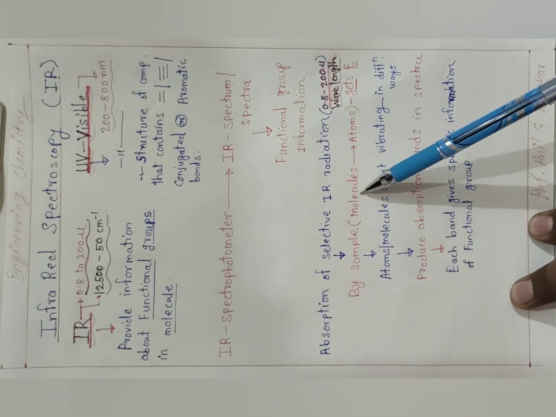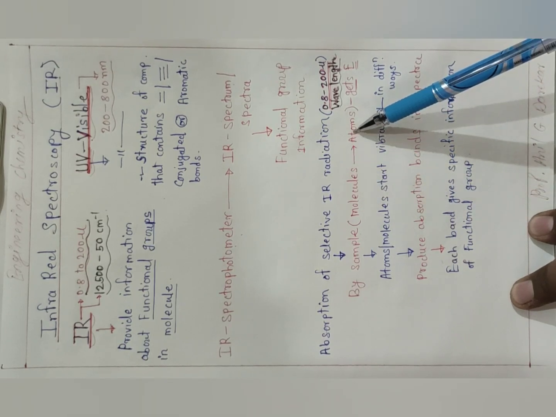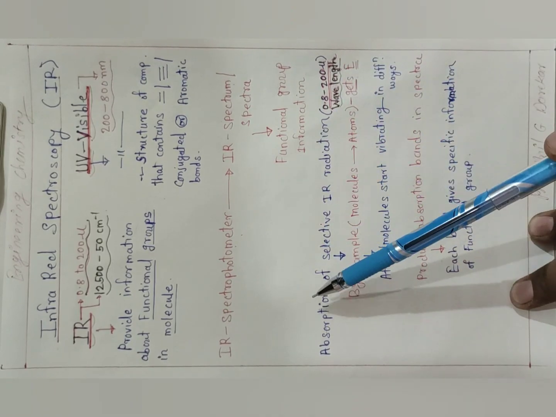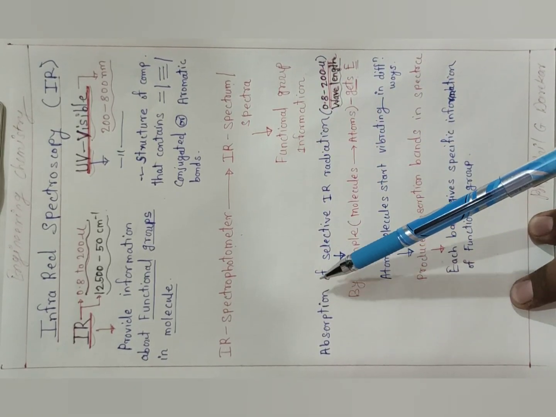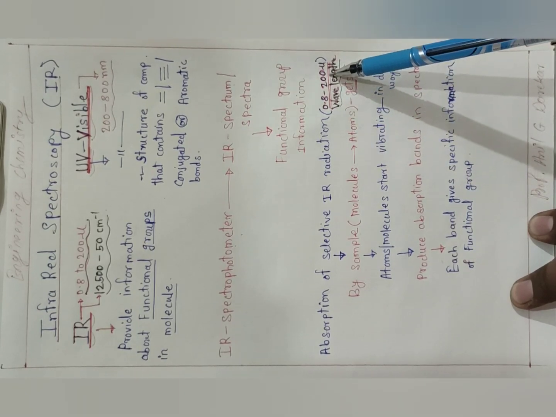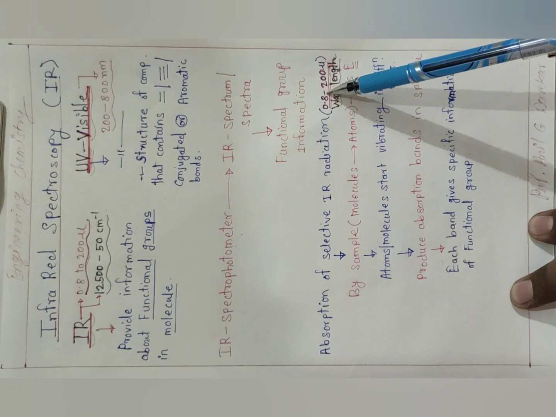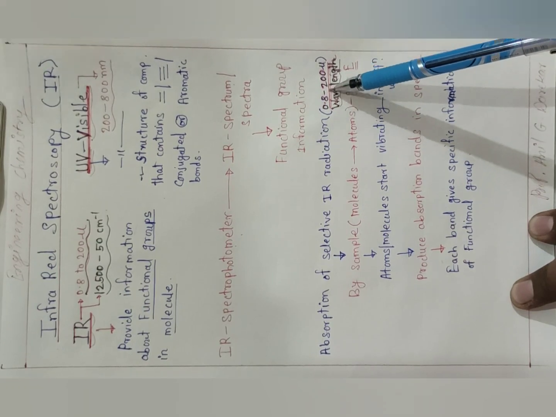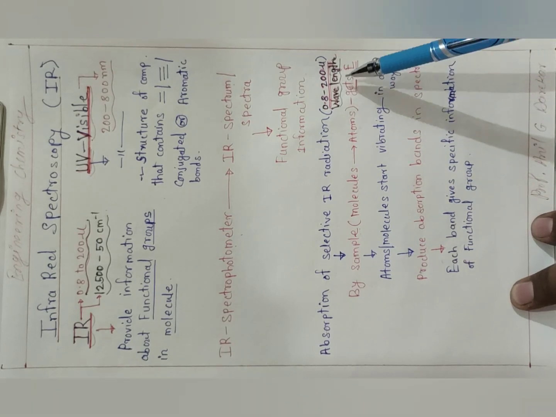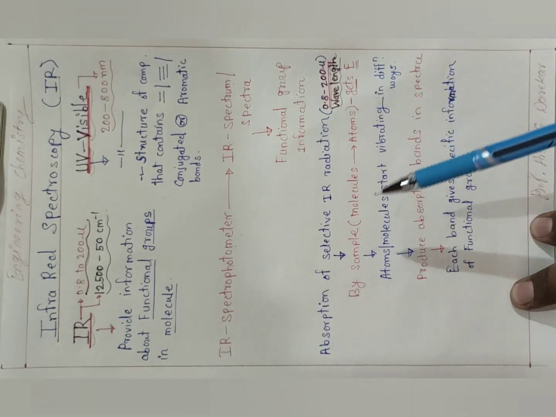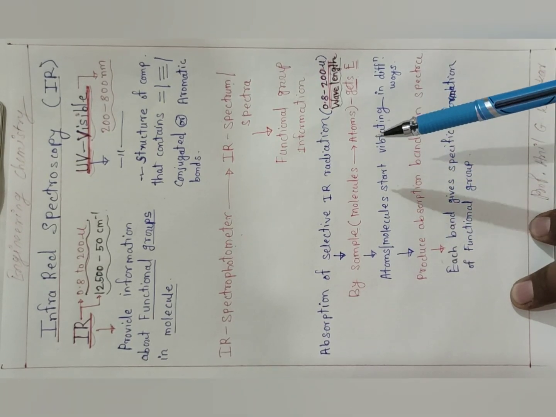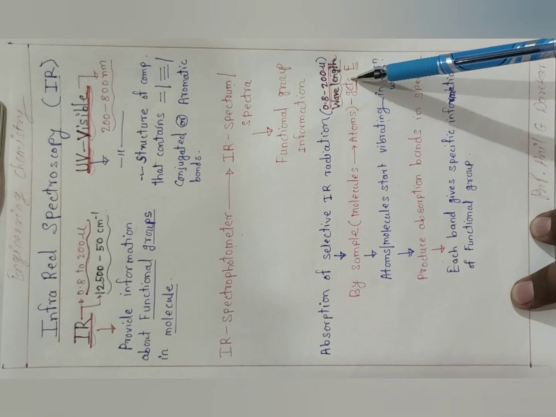In the sample, molecules are there. In molecules, atoms are there. So here atoms get energy. Who provides energy? IR radiation provides energy after absorption. Out of this range of 0.8 to 200 micron, some specific wavelength radiation gets absorbed by the sample. So atoms are getting energy. After absorption of energy, atoms or the whole molecule start vibrating. So vibration takes place after absorption of energy.